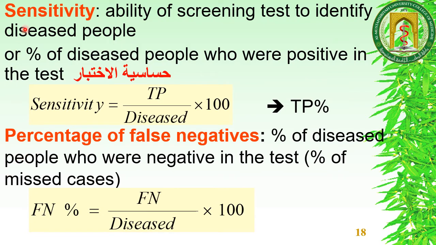We have a complement of sensitivity which is called the percentage of false negatives. This is the percentage of diseased who were negative by the test. Negative, so the negativity here is false because they are diseased. So false negative percent equals false negative divided by diseased. Those people who are diseased but not picked up by the test represent the percentage of missed cases.